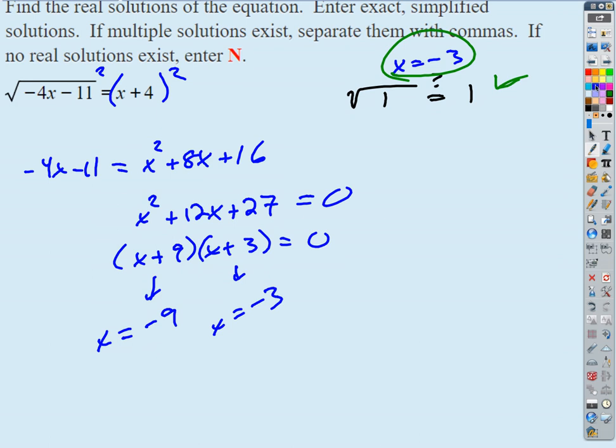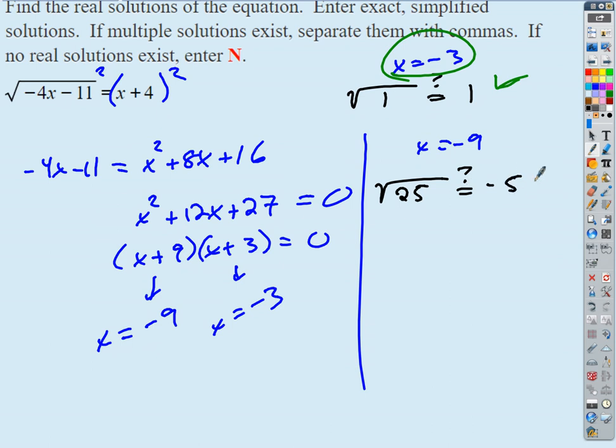Okay, what about if we try x equals negative 9? It won't work. I'm gonna get the square root of 36 minus 11, that's the square root of 25. Is that equal to negative 5? No. Okay, so we have to eliminate that one. We can only keep the negative 3. Okay?